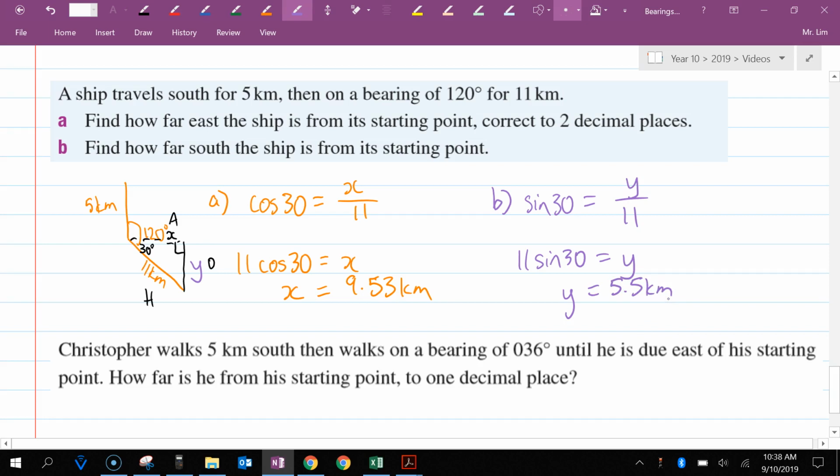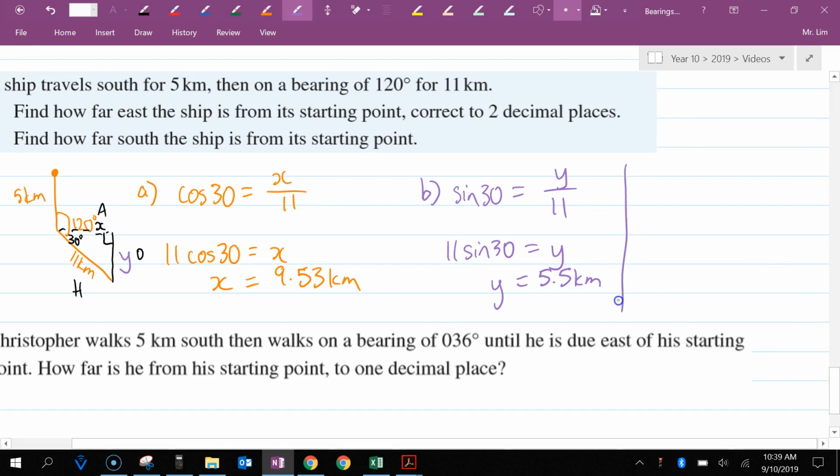However, the ship started here. So we need to add 5 to the 5.5 to work out how far south the ship is from its starting point. Therefore, the ship is 5.5 plus 5, 10.5 kilometers south of its starting point.